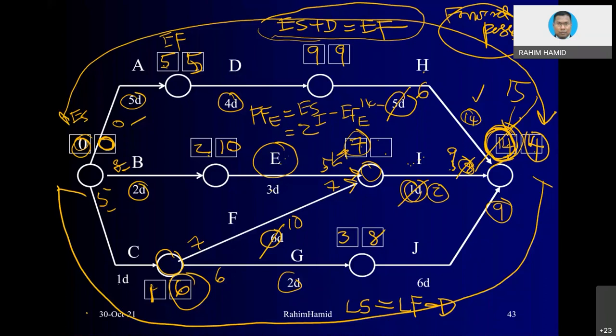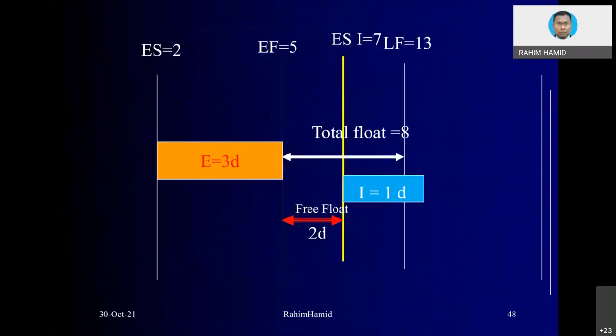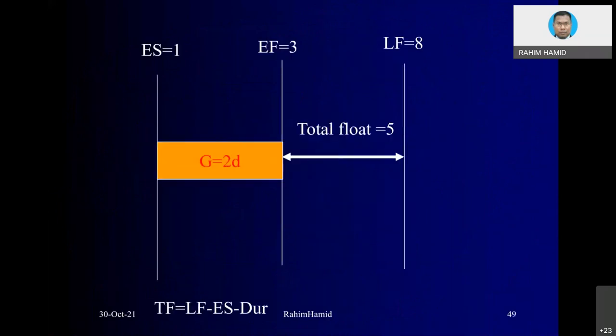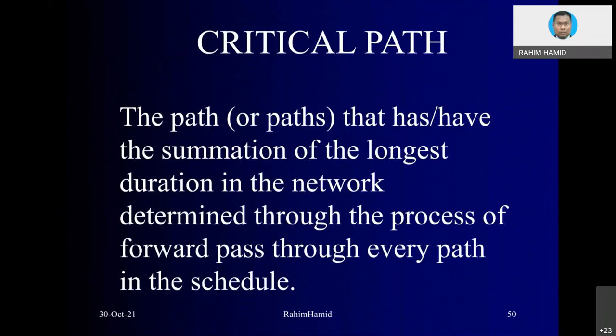Whereas activity F doesn't have any free float, because the value here, 7, is taken after F. Immediately after F is completed, activity I will start, meaning F doesn't have any free float. That is the concept. Tomorrow we are going to look into examples of our AOA diagram and then subsequently PDM. Then perhaps you will get the idea better.